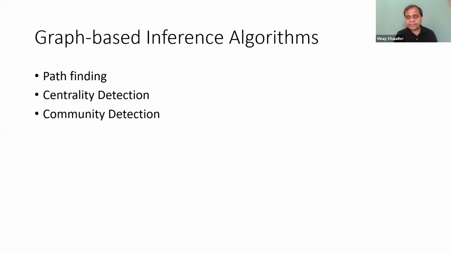There is a huge variety of graph algorithms that could be used on graph-structured data. In fact, there are books dedicated just to graph algorithms. For the purpose of our lecture here, I have chosen to focus on three families of graph algorithms: pathfinding, centrality detection, and community detection. And I'll go into detail for each of these algorithms.